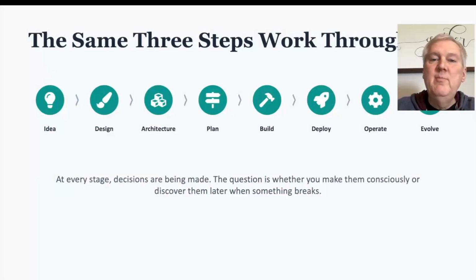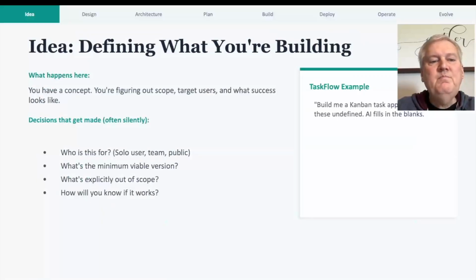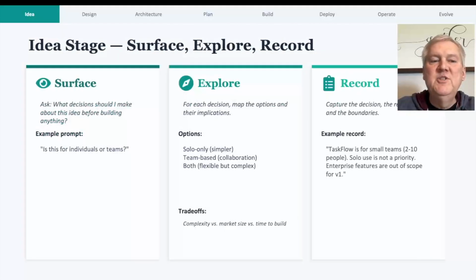We can use the same three steps throughout the entire software lifecycle. In this episode, we're going to talk about the idea stage, or the business requirement stage. Really a very similar idea. So we're going to create business requirements for a task management app. In the idea stage, we're going to be asking questions like, who is this for? What's the minimum viable version, the MVP, if you will? What's in scope and what's out of scope? These are the questions that we're going to do as we go through these same three steps.